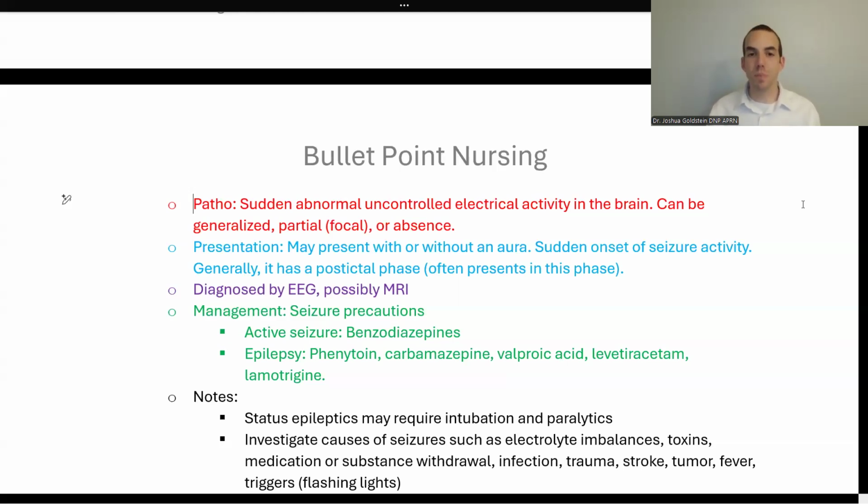Status epilepticus, let's talk about that real quick. That is where a patient has a seizure that is going on more than between 5 and 20 minutes, depending what textbook you look at. I know that's a huge gap, but I've seen it both ways in the textbooks.